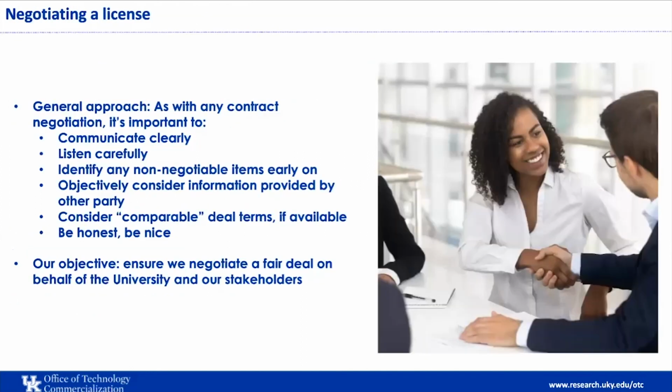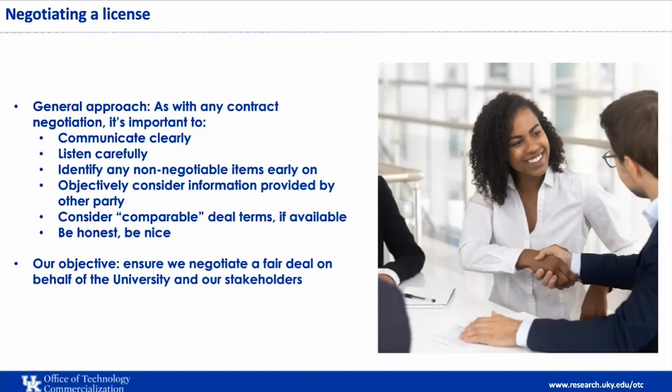So moving right along to the next step, negotiating a license. It's kind of some simple thoughts, but I think it's important to keep in mind, as with negotiating any contract, it's important to communicate clearly, listen carefully. If there are deal breakers or non-negotiable items, let those be known early on. We want to objectively consider information provided by the other party. And this could be comparable deal terms or expected profit margins. We want to consider that because we want the deal to be workable. And lastly, always remember to be honest, be nice.